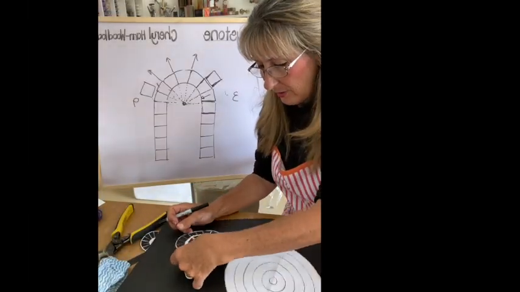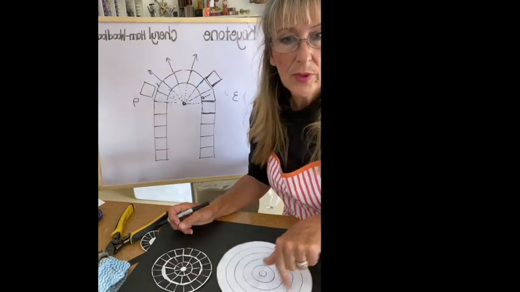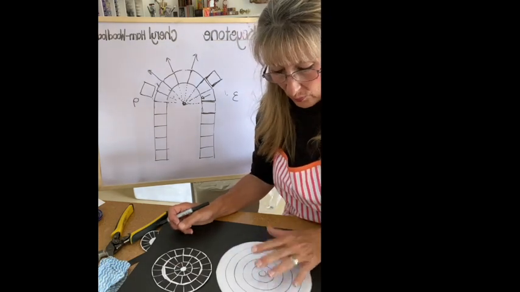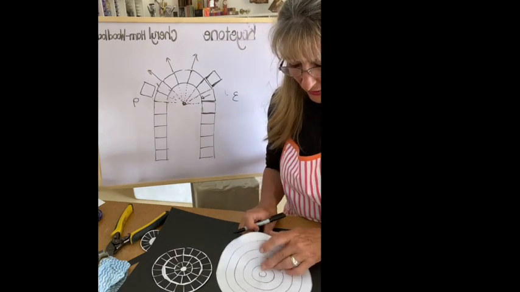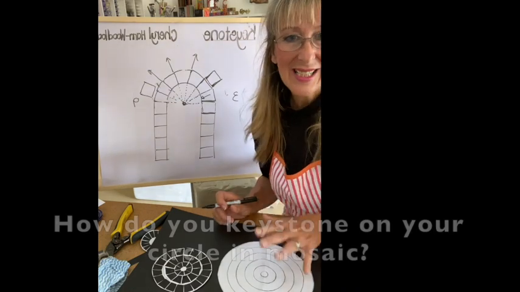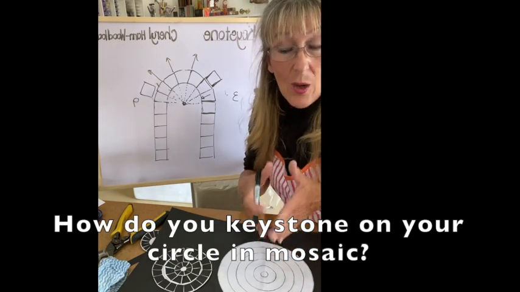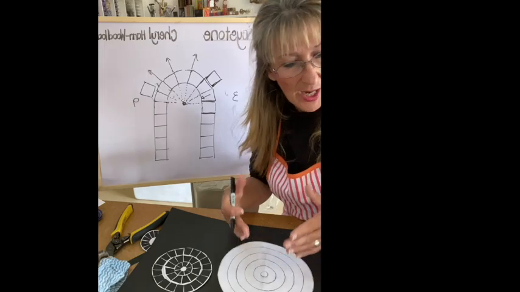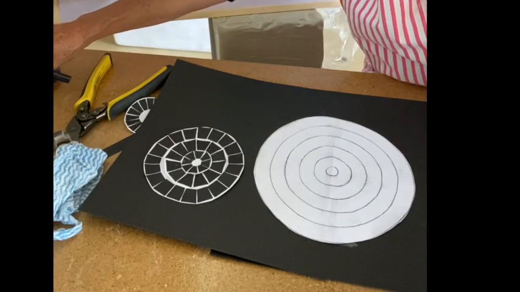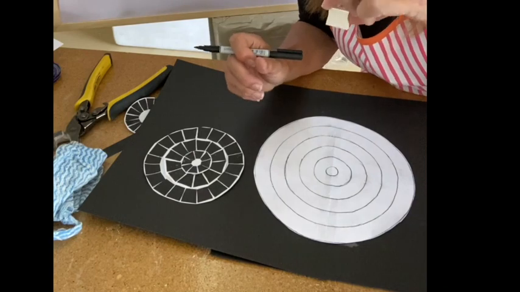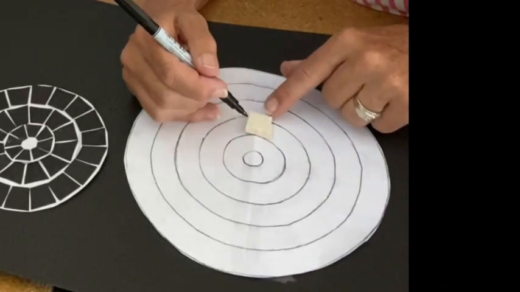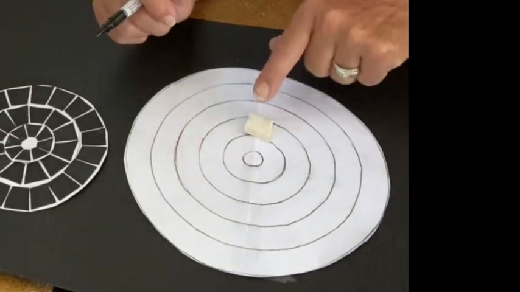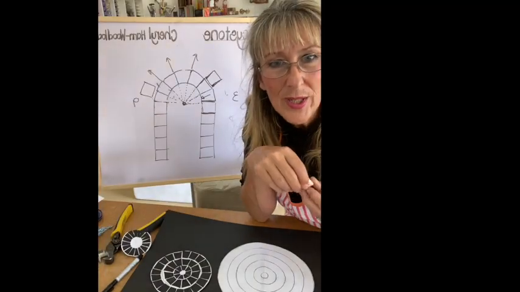So we have our circle. We've drawn it out. We've drawn roughly what size tiles we're going to have. What we need to do is to work out how to get our keystones into place. How are we going to measure our tiles? I have some square tiles that I cut up earlier. That is going to sit into place here.